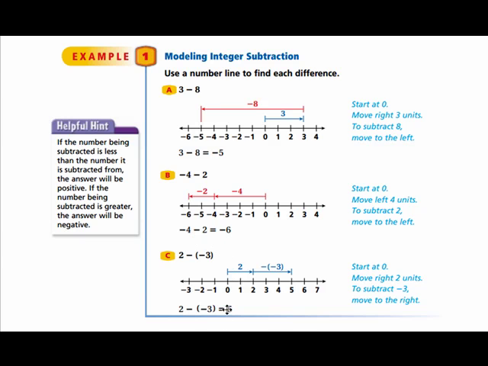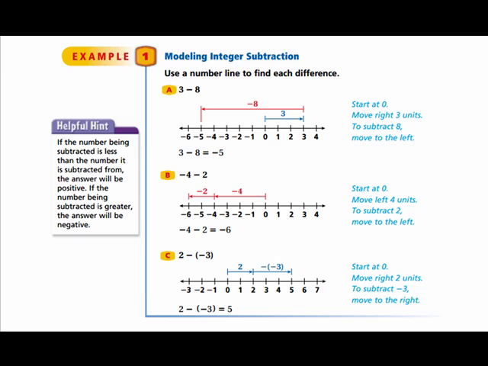Alrighty, let's do one more problem. 2 minus -3. This is a little tricky. We're going to start at 0, and of course move 2 in the positive direction. And then it says we're going to minus a -3. This is very interesting. When we subtract a negative, we're actually moving to the right. So here, we're doing 1, 2, 3 more, getting to +5.